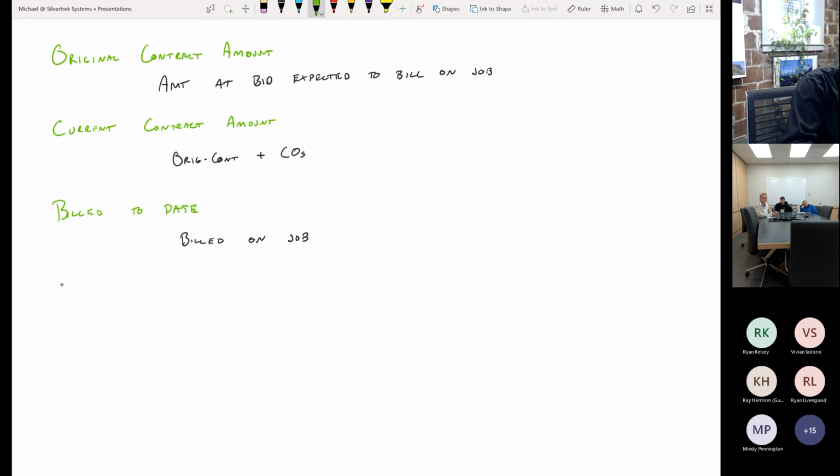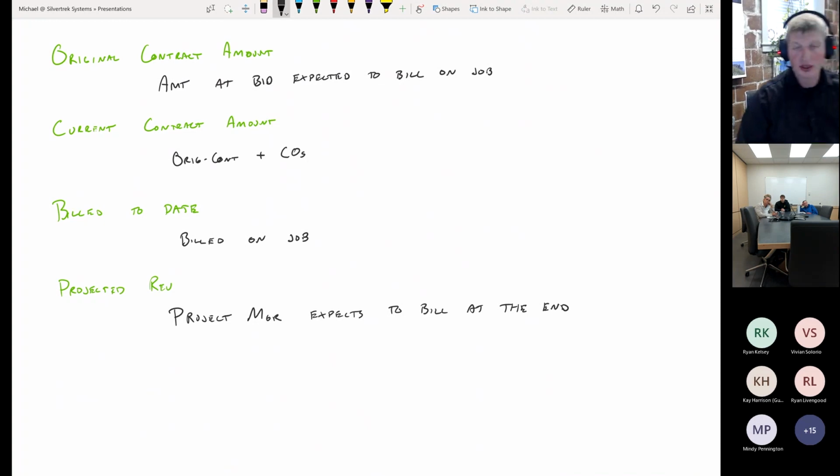Then our last one is our projected revenue. And our projected revenue is the amount that our project manager expects to bill at the end of the job. I can already hear you asking, wait a minute, why would that be any different than the contract amount? Well, the difference is that the project manager might know stuff about the job that you don't know.